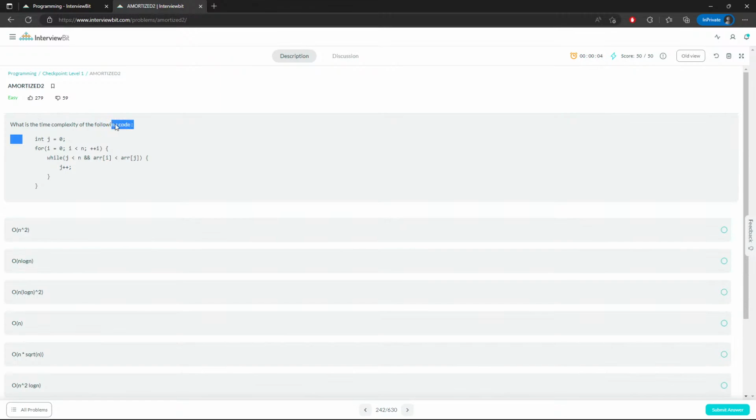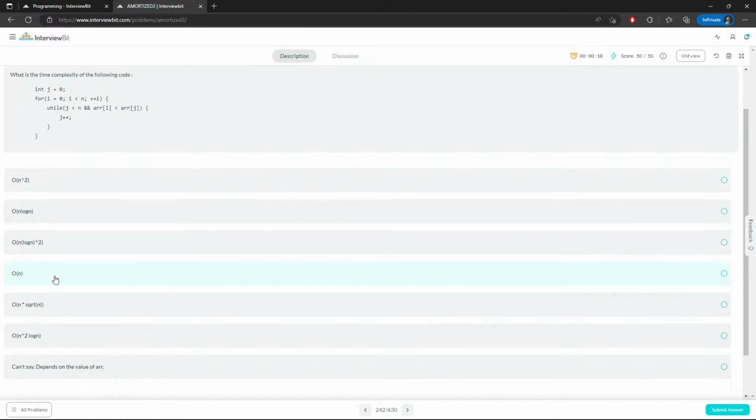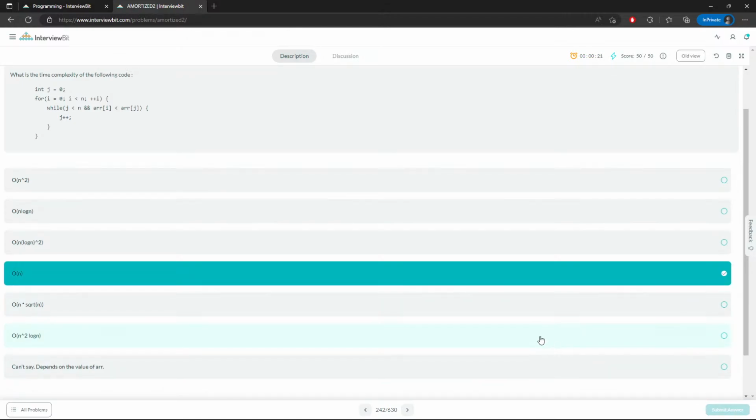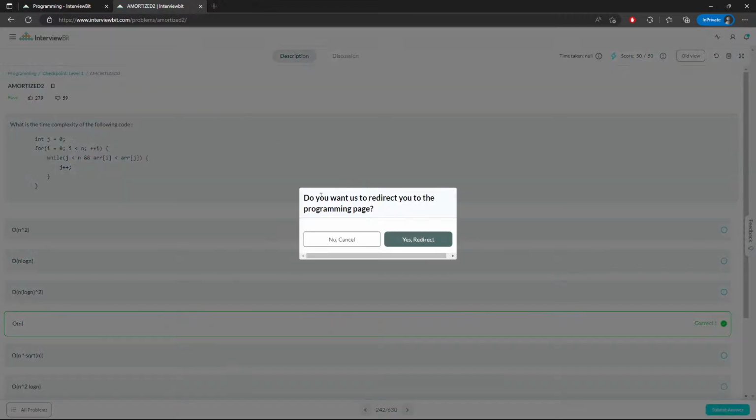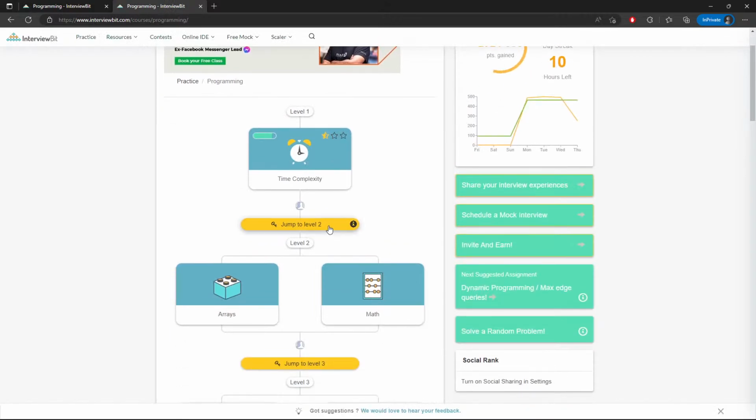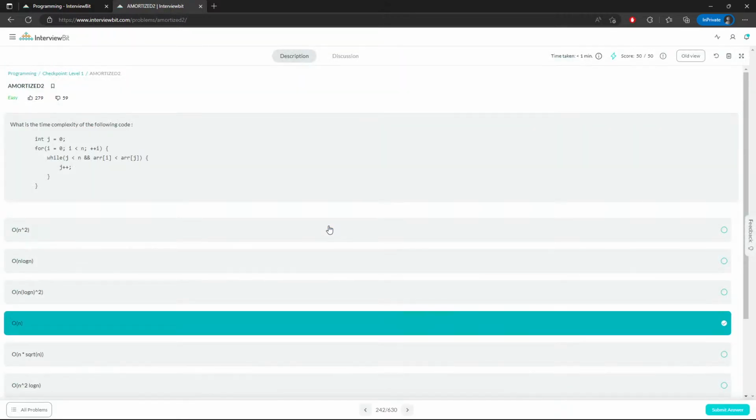Okay, what is the time complexity of the following code? And I get 50 points. Okay, let's do it. I equal to 0, I less than n, I plus plus. Same thing. Oh, we actually did this question right now. Okay, easy 50, easy dub. Do you want to redirect to the programming page? Yes. We did this question, right? What if I click on it again? Oh, it's just done.